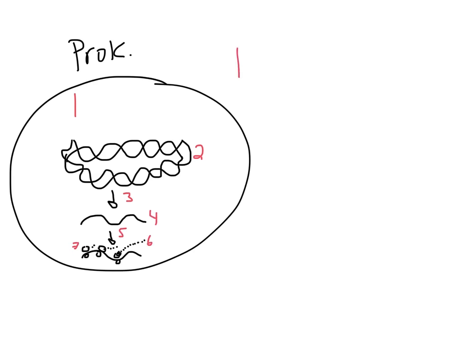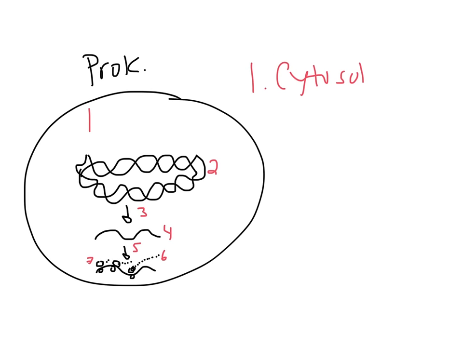Okay, so number 1 here, that's going to be the cytosol. That's where all these processes happen in the prokaryotes. Then we have our number 2 process, or number 2 molecule in this case, that's our DNA. Number 3 is the process that takes DNA to RNA, that's transcription. Number 4, that's the mRNA.